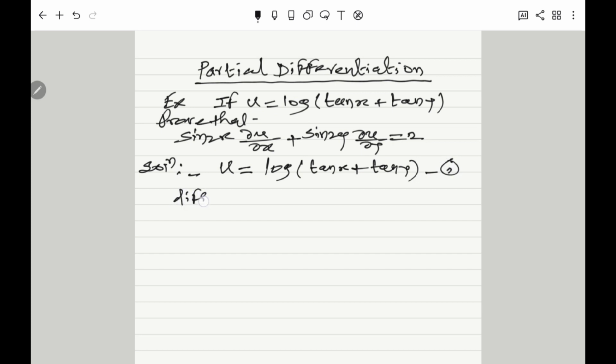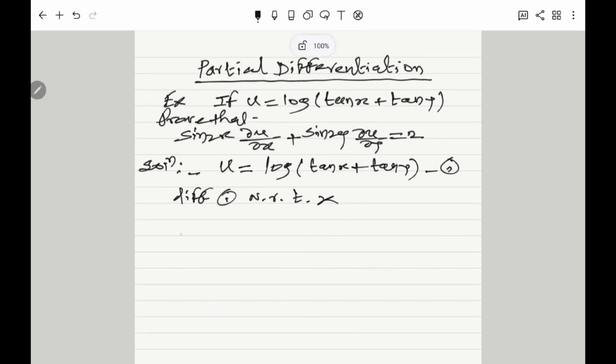Differentiating equation 1 with respect to x, keeping y constant, we get dou u by dou x is equal to derivative of log is 1 upon tan x plus tan y, multiplied by 1 upon, as it is a function of function, applying chain rule. Derivative of tan x is secant square x.